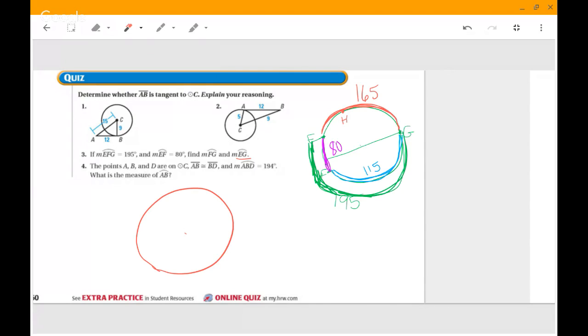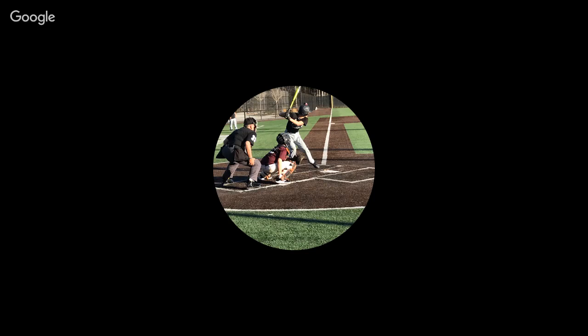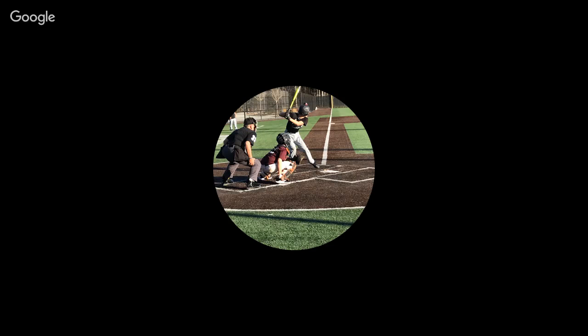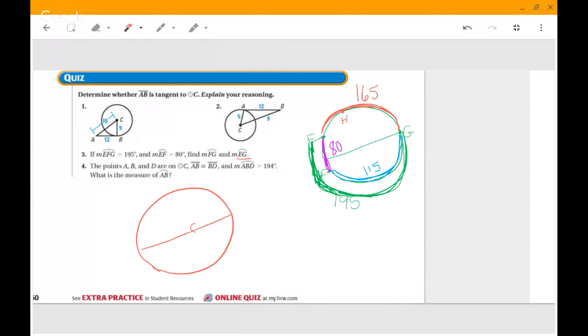So here's the circle. Circle C, it tells us. So C's in the middle. Points A, B, and D are on the circle. AB is congruent to BD. ABD is 194. What's the measure of AB? All right. So ABD, let's start there because we got a number. ABD is 194. That's really similar to number 3. That was 195. So I'm going to draw it the same way. I know that it's a little bit bigger than a half circle. So I'm going to put A up here.